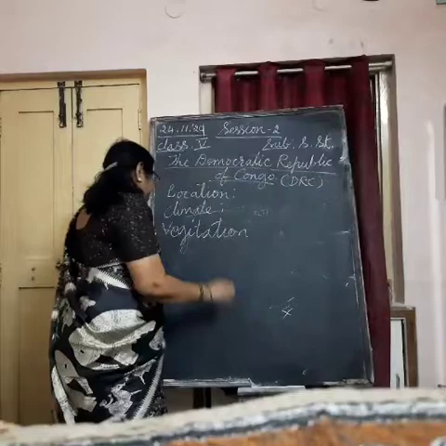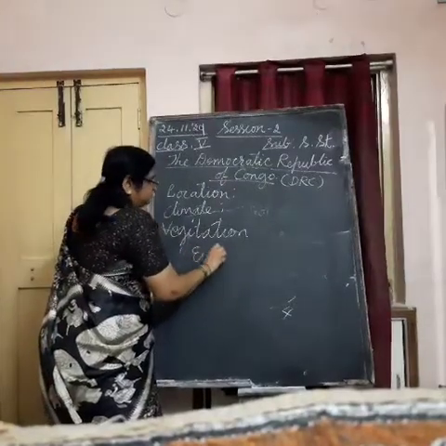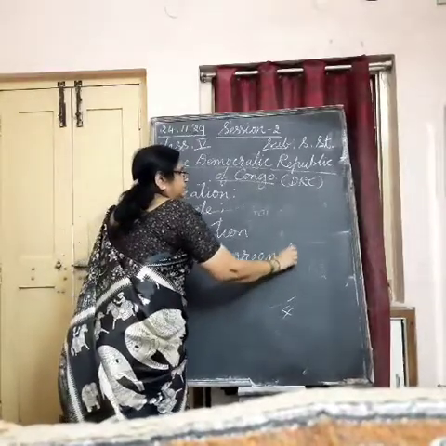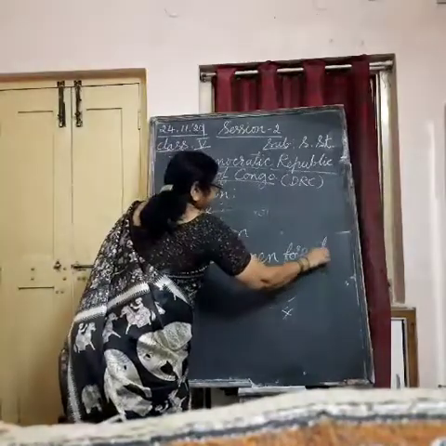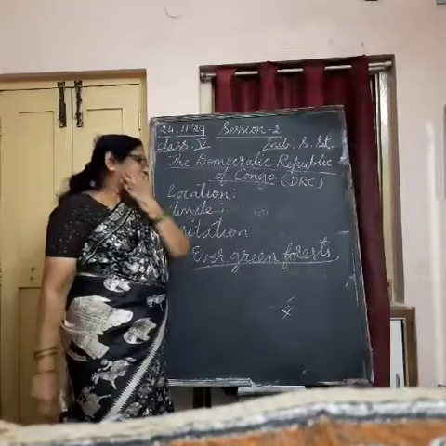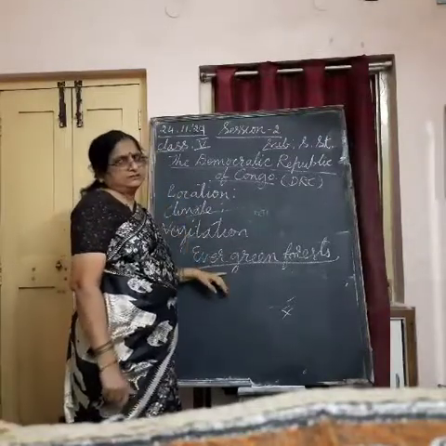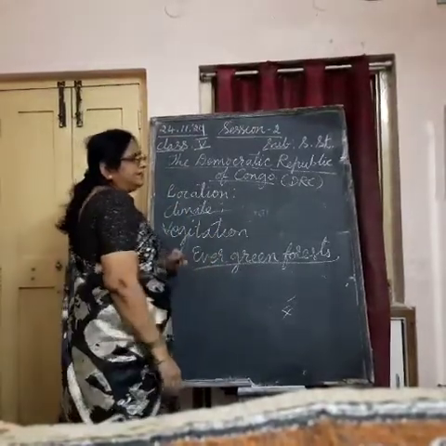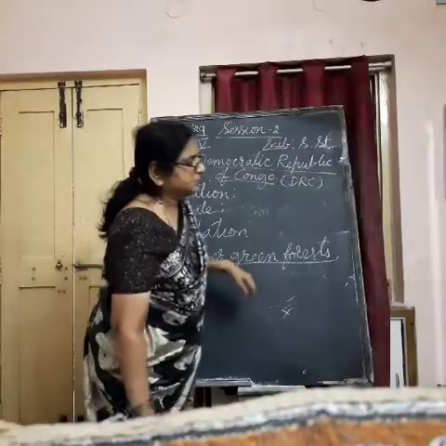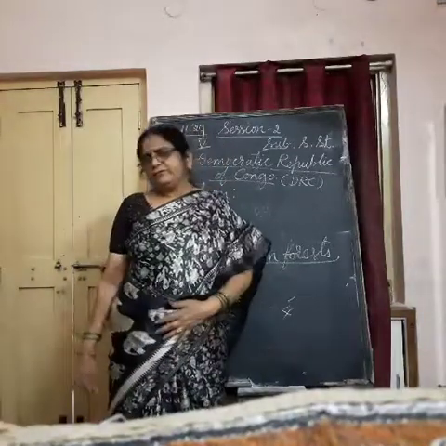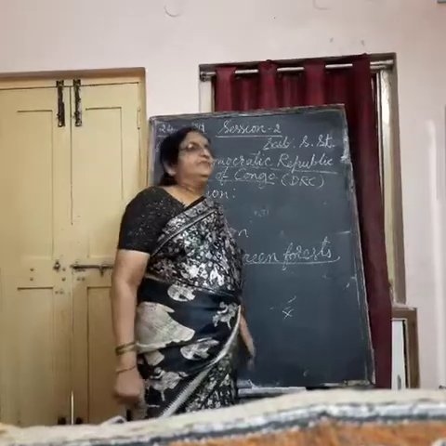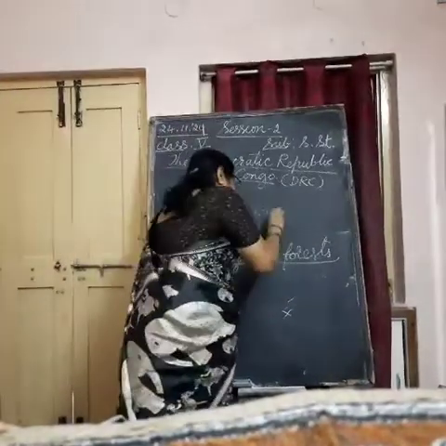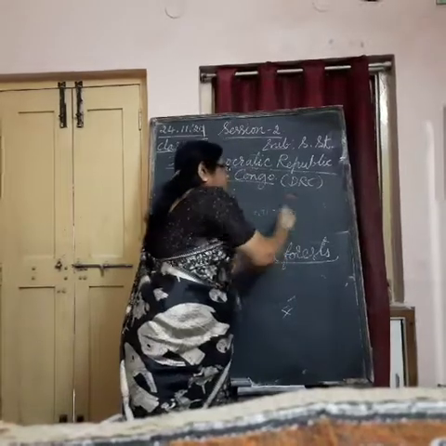So these forests are called evergreen forests. Ever means forever they are green. They never turn into dry leaves. That's why they are called evergreen forests. Okay. Then what type of trees grow here? Very tall trees, up to 20 feet tall, grow here.